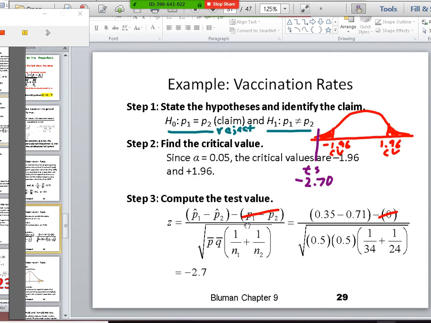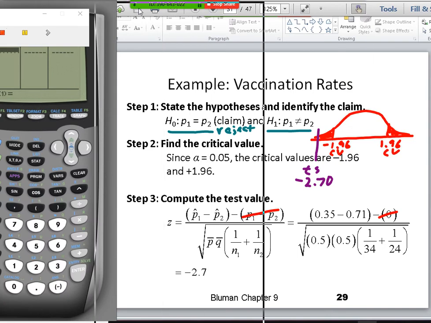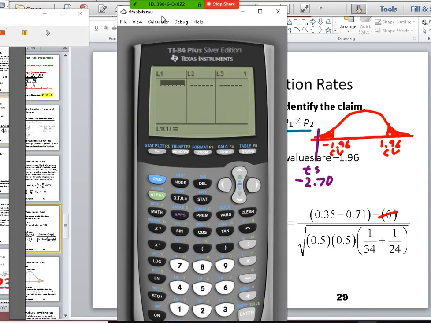Then step 3, compute the test value. Again, remember we're ignoring this part here, so you just worry about this portion. So p-hat 1, which is 0.35, minus p-hat 2, which is 0.71, over the square root of p-bar q-bar, 0.5 times 0.5, times, in parentheses, 1 over n1 plus 1 over n2, 1 over 34 plus 1 over 24. You need to do this part first. So let's go through that in our calculator. This is how we do it.